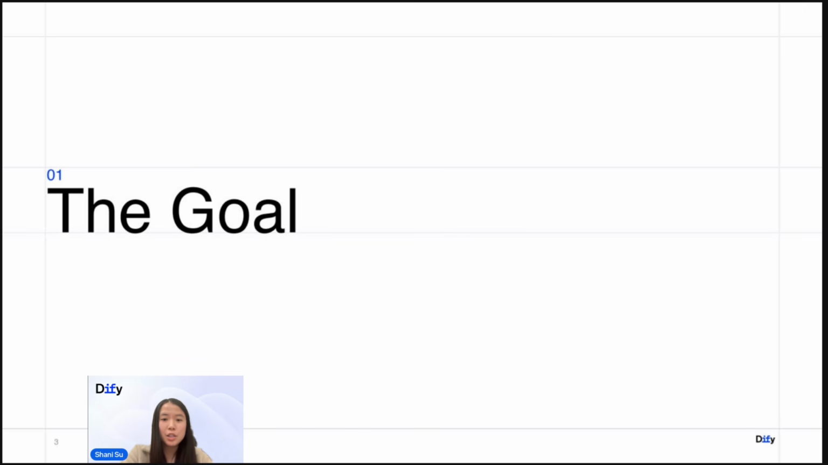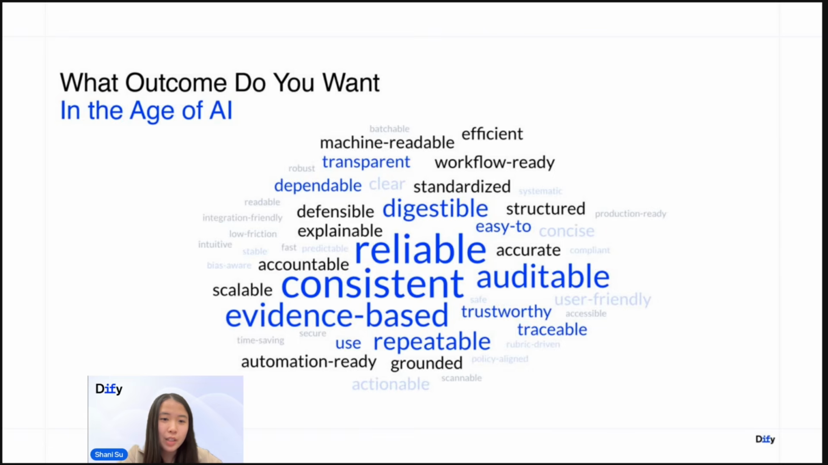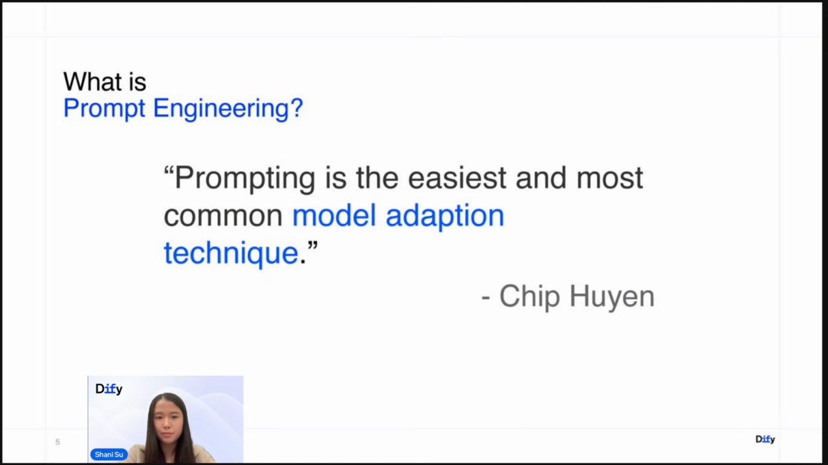What exactly is the goal that we're looking at here? The goal is what we want as an outcome of the age of AI. So we want results that are reliable. We want results that are consistent. We want them digestible, evidence-based. But how do we get those results?